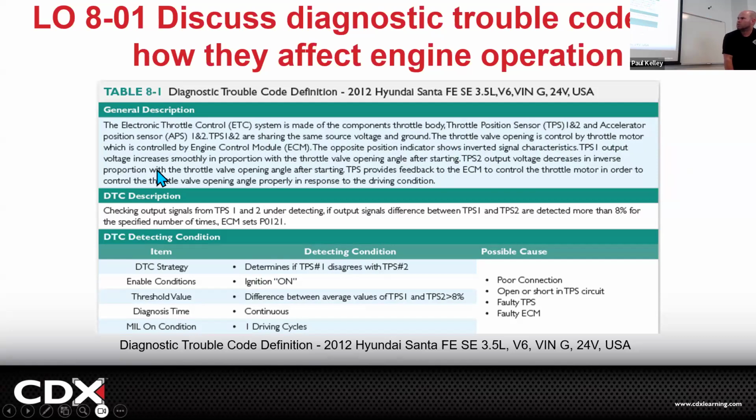TPS1 output voltage increases smoothly in proportion with the throttle valve opening angle after starting. TPS2 output voltage decreases in inverse proportion with the throttle valve opening angle after starting. TPS provides feedback to the ECM to control the throttle motor in order to control the throttle valve opening angle properly in response to the driving condition. Like, duh, you understood everything that said, right?